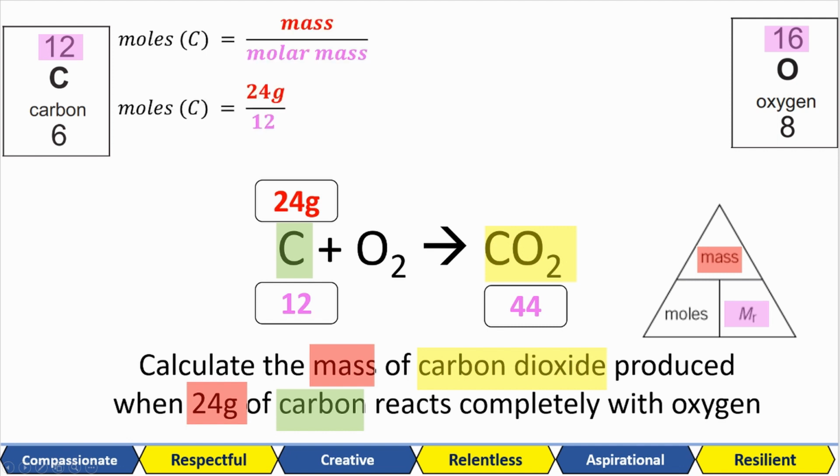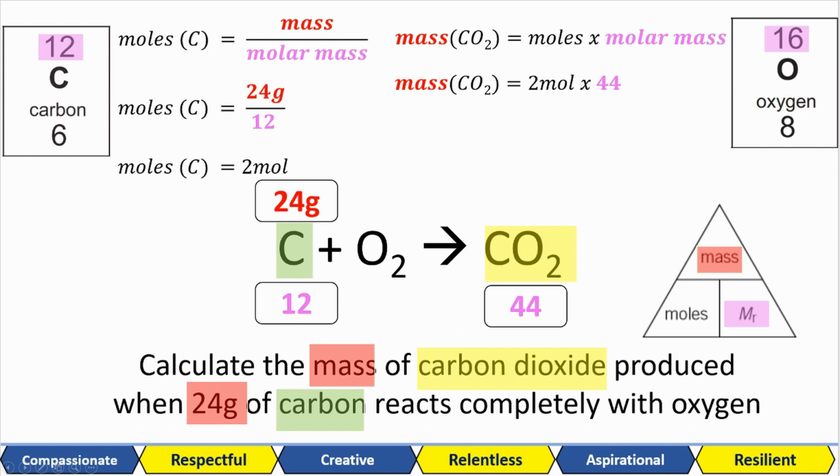Moles is mass over MR, our molar mass. So that's 24 grams over 12, which gives us 2 moles. Mass equals moles times MR, our molar mass. So 2 moles times the 44, which is our molar mass, gives us 88 grams of carbon dioxide produced.